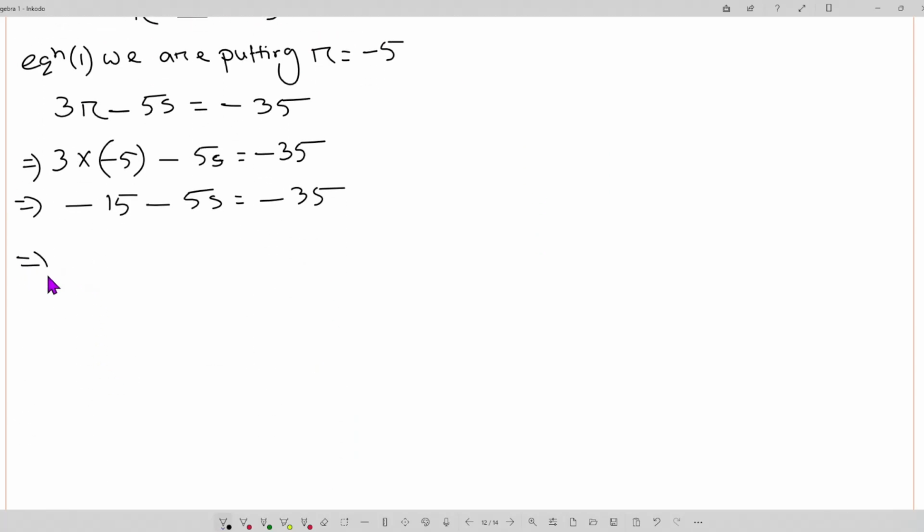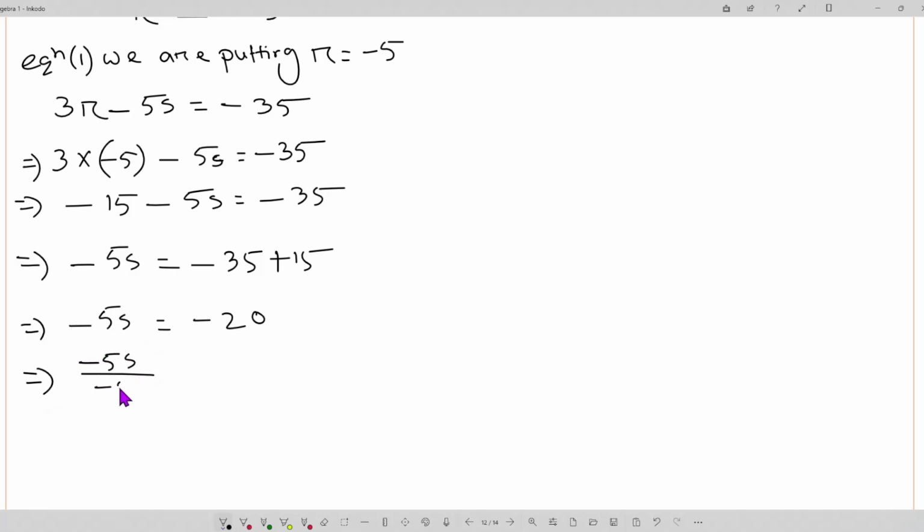Then minus 5s equals minus 35 plus 15. Then minus 35 plus 15 is what? It is minus 20. Then we can divide both sides by minus 5. It means minus 5s divided by minus 5 equals minus 20 divided by minus 5. So here minus 5 and minus 5 cancel out, and minus 20 divided by minus 5 is 4. So our required answer is s equals 4.